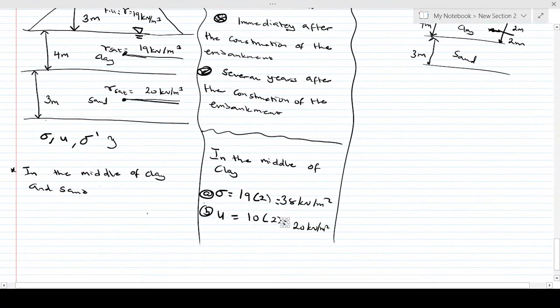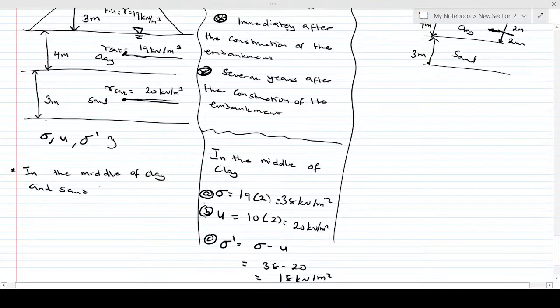Now let's find the effective stress. You know that the effective stress is simply the total minus the pore water pressure. So we have 38 minus 20, and that's going to give us 18 kilonewton per meter square. So these are the conditions in the middle of the clay layer for A, which is before the construction of the embankment.